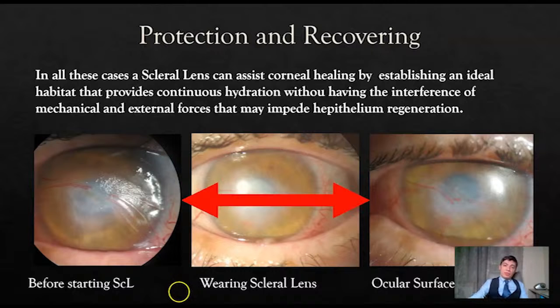We can see the difference between the first and the last picture. After 3 months, we have a reduction of neovascularization, a reduction of the central opacity, and the surface is more reflective and more regular.